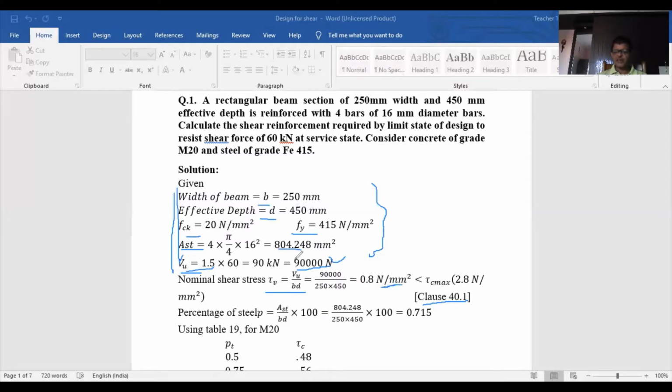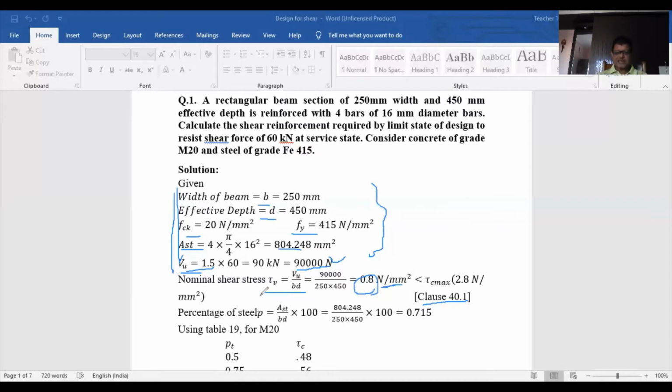If it is in kilonewton or kg or ton, whatever the unit in which Vu is given, you have to convert the data into Newton. So you know 1 ton is equal to 10 kilonewton, 1 kilonewton is equal to 1000 Newton. So accordingly you have to change the data and write down. So tau v is found to be 0.8.